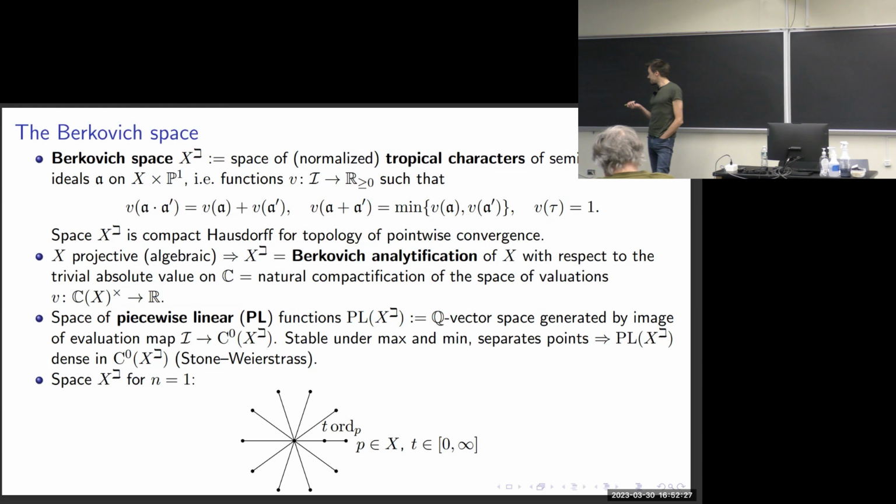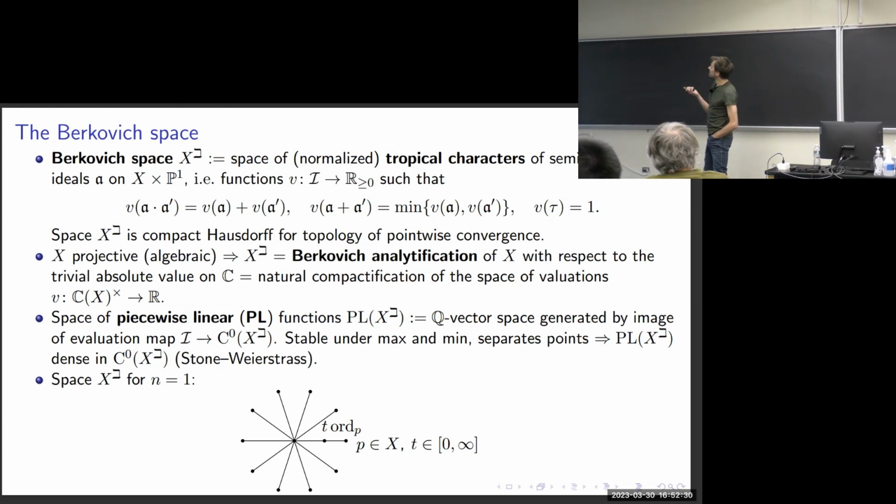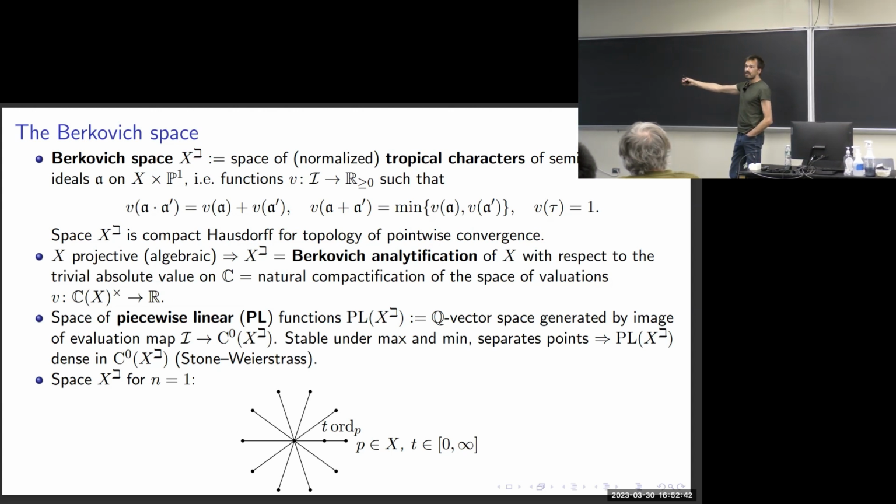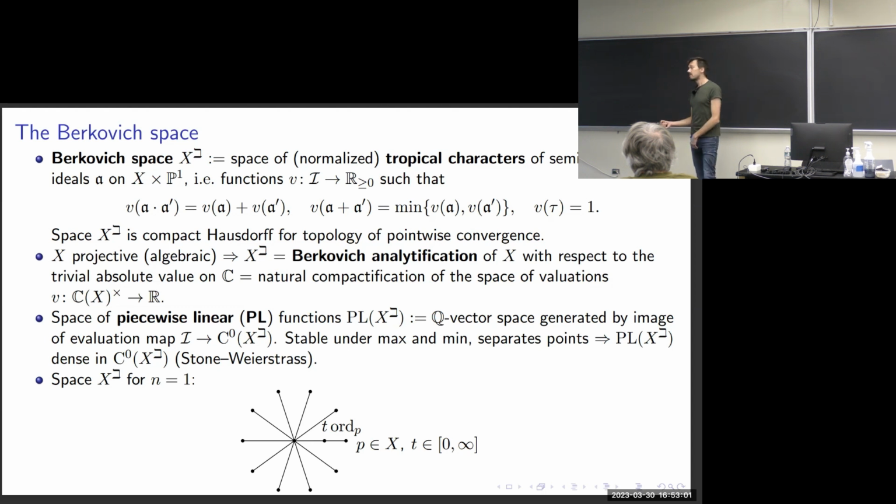Strangely enough, if you just look at the space itself, they all look the same for all curves, which is a bit silly, because it's just parameterized by points on X. And whatever the genus or the geometry is, X has the cardinality of the reals, so you have uncountably many points like that, and that's it. It's not meant to reflect the geometry of X. It's just that each point of X defines a valuation. You can scale it, so you get a branch, and you have one branch for each point. And so it looks star-shaped.